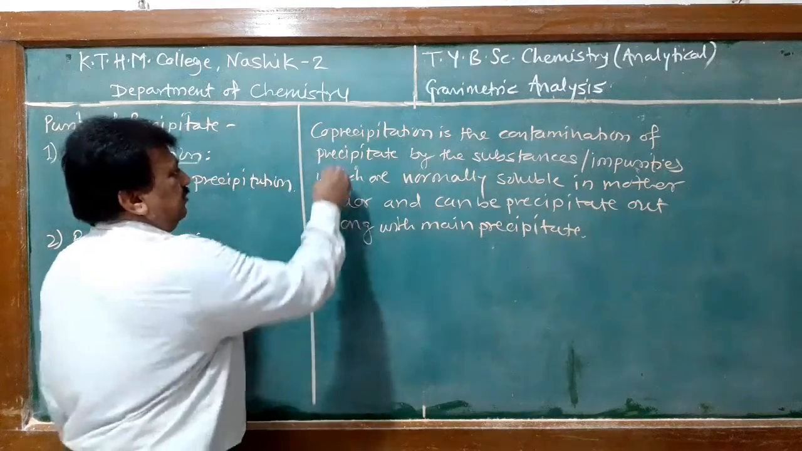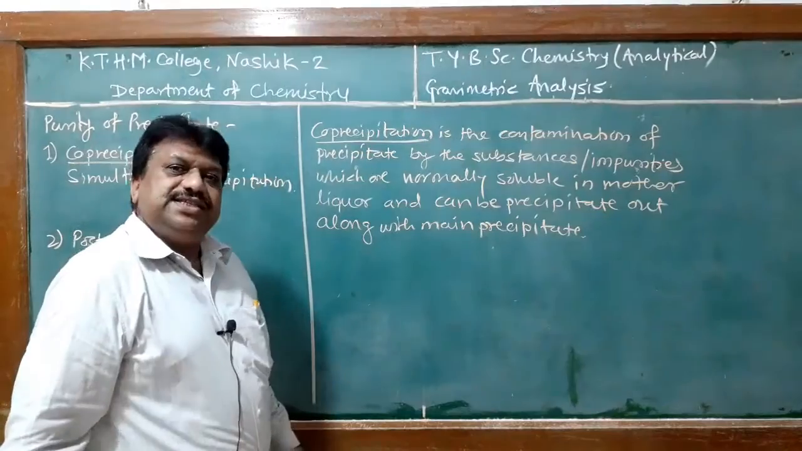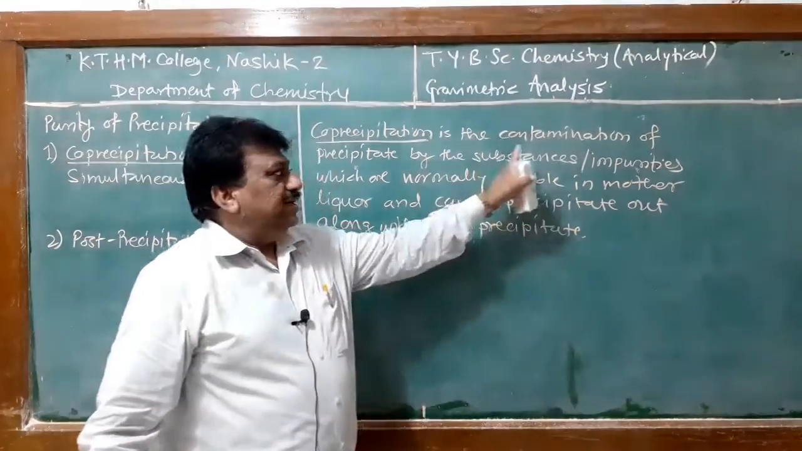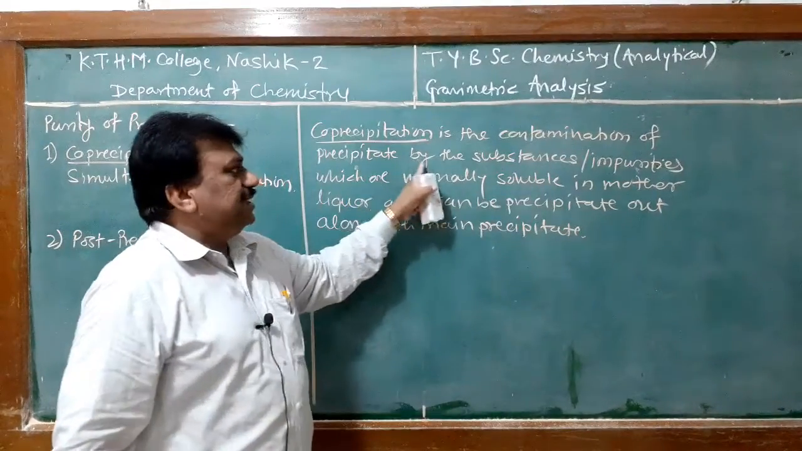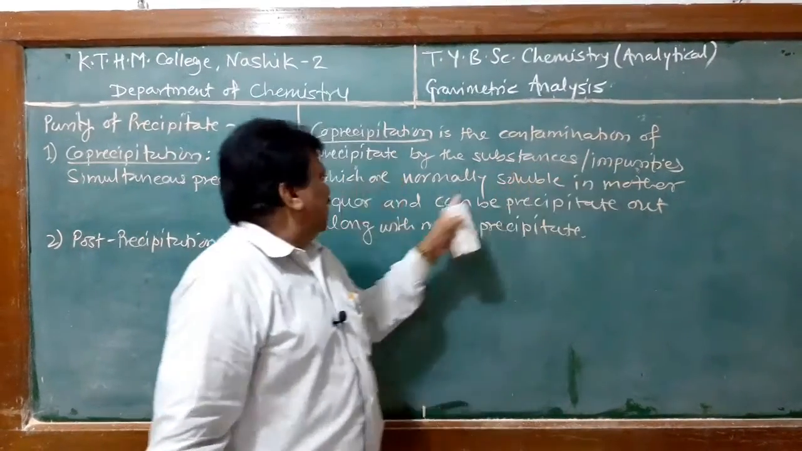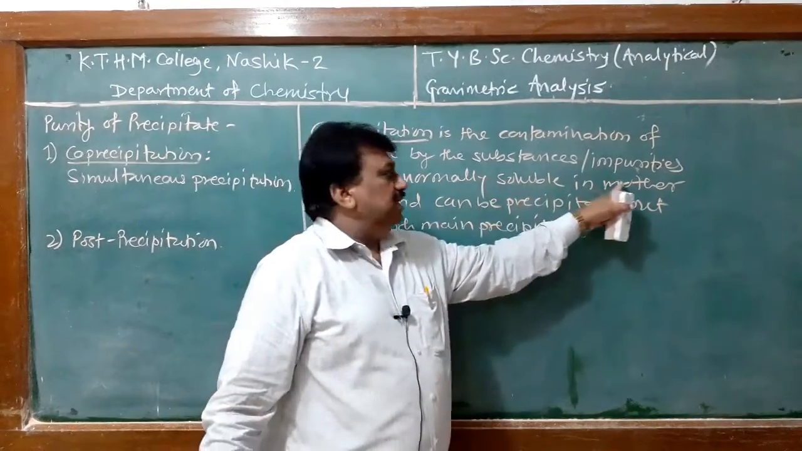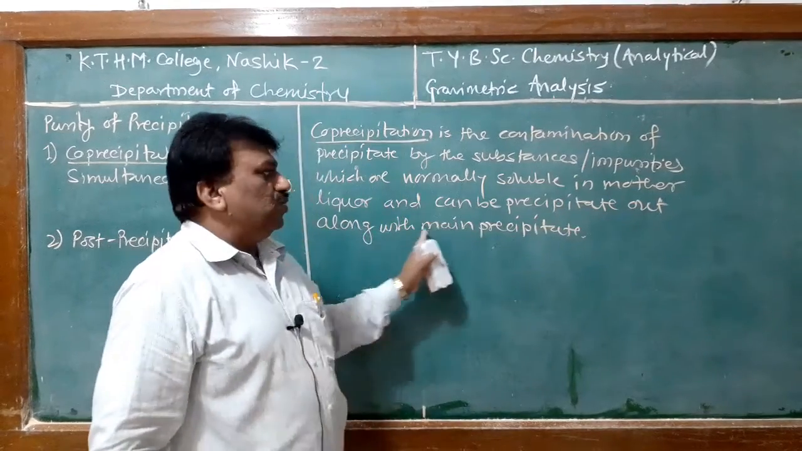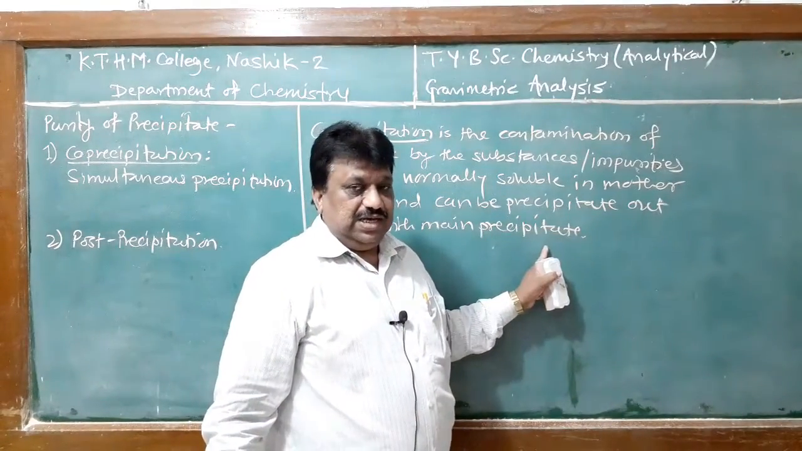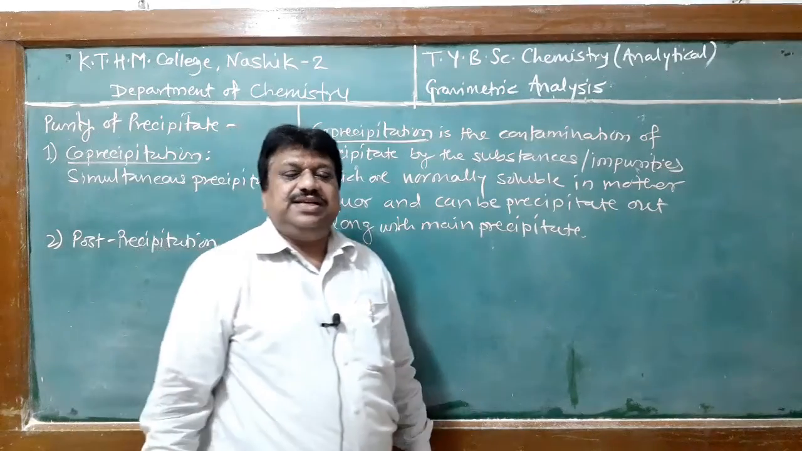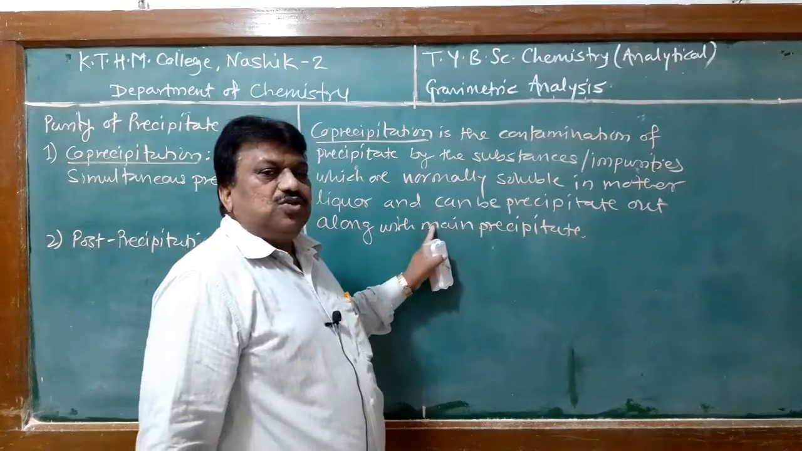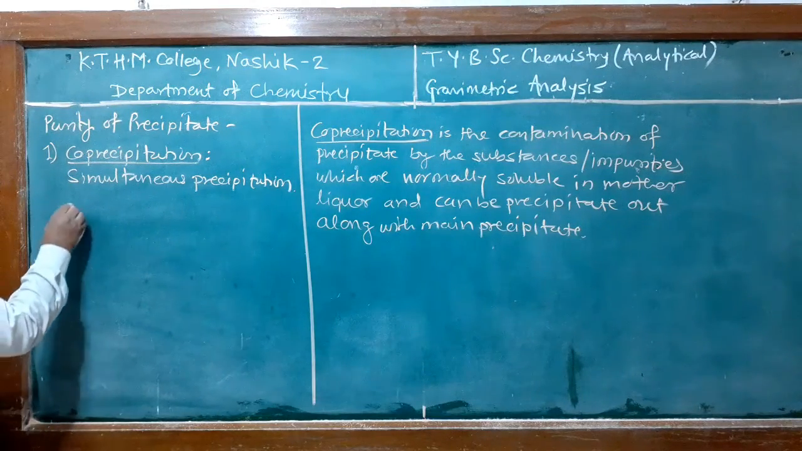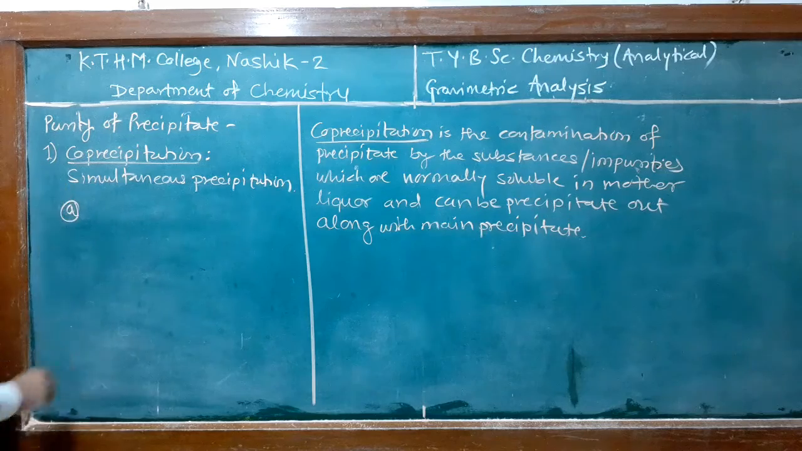Therefore, co-precipitation gives the impurities in the precipitate. Co-precipitation or simultaneous precipitation is the contamination of the main precipitate by substances or impurities which are normally soluble in the mother liquor and can be precipitated out along with the main precipitate. That gives the impurities in the precipitate, and that is called co-precipitation. Now, co-precipitation in gravimetric analysis is because of two different events.